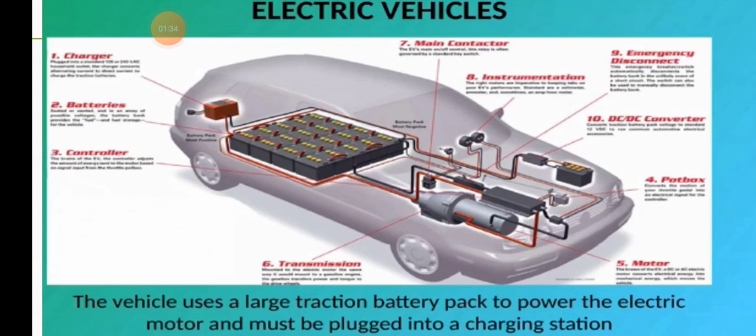Your fifth one is the motor, where the electrical energy supplied is converted into mechanical energy. Your sixth one is the transmission, and the seventh part is the main contactors. The eighth one is the instruments, the ninth is the emergency disconnect, and the tenth is your DC to DC converter, which we want to study.